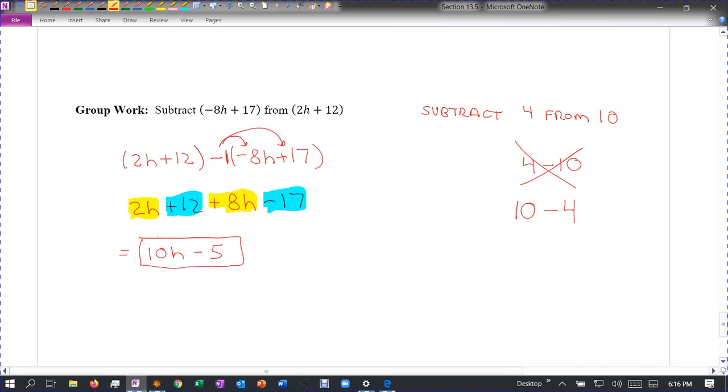Okay, that's it for adding and subtracting polynomials.